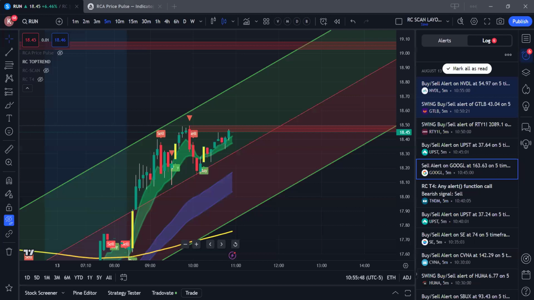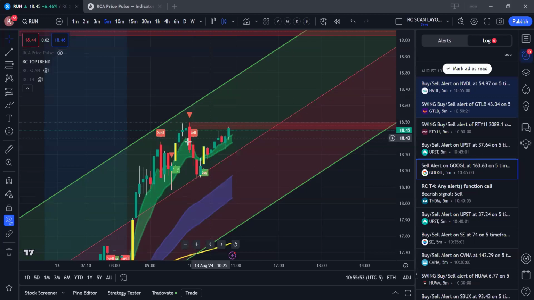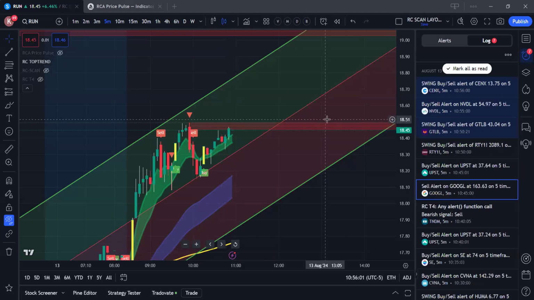You can take profits on run. It made a nice move, right? If you want, you can keep 20%. Otherwise, you can just take the profits, and if it breaks this one, we can again enter one more time.